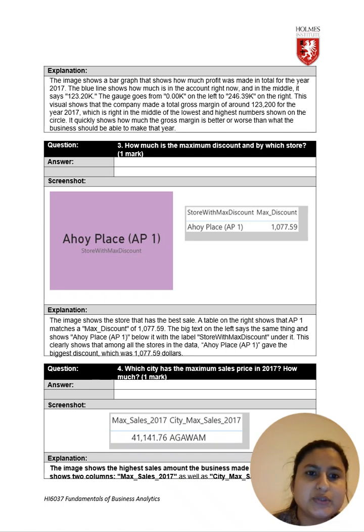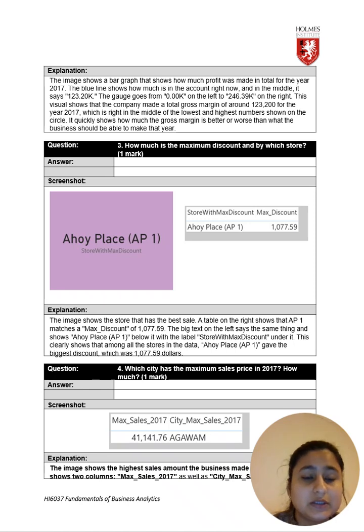This visual shows that the company made a total gross margin of around 123.20k for the year 2017, which is right in the middle of the lowest and highest numbers shown on the circle. It quickly shows how much the gross margin is better or worse than what the business should be able to make that year. So now I'm moving to question number 3.